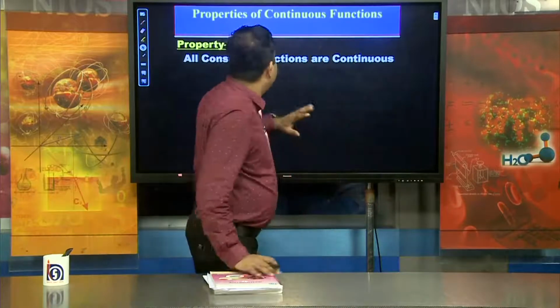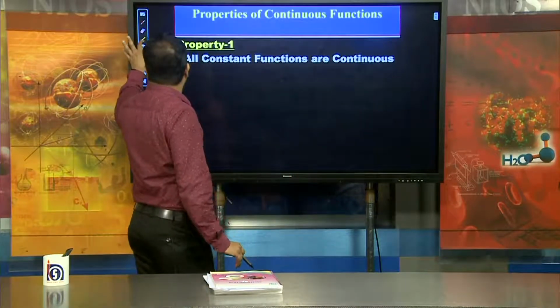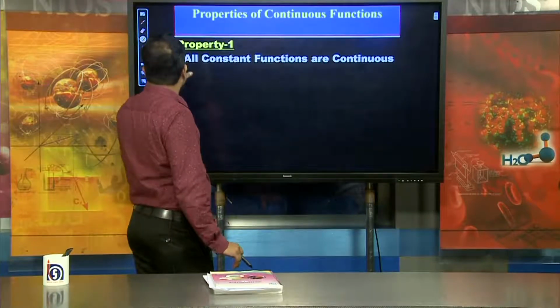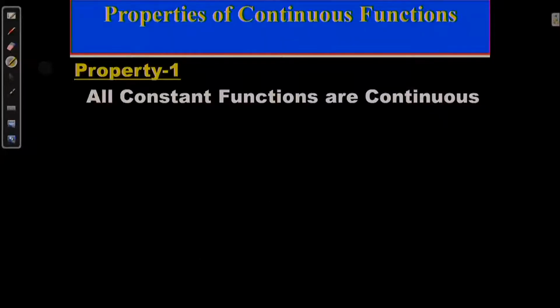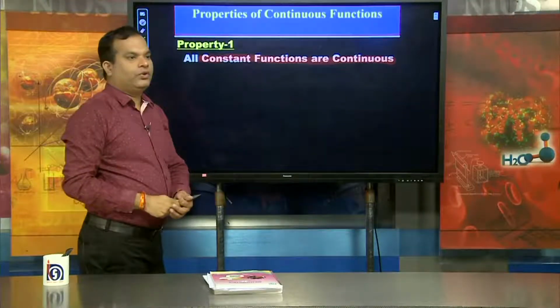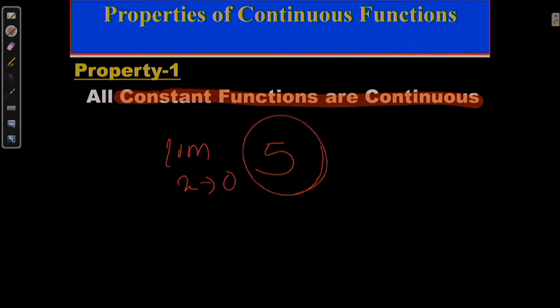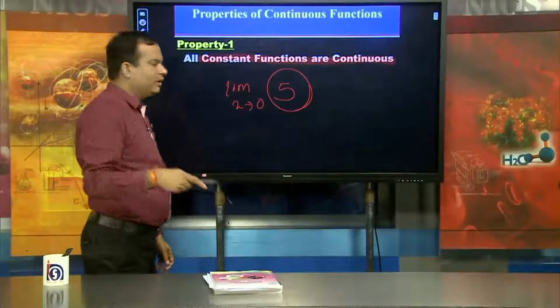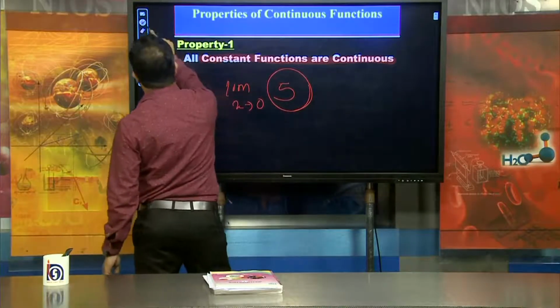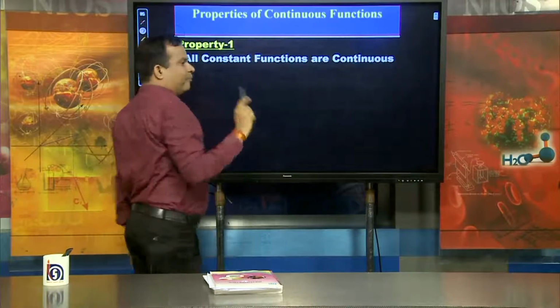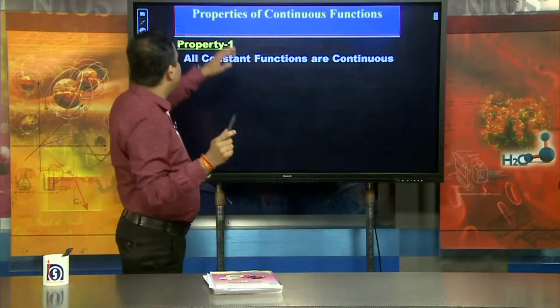A very important property is that all constant functions are continuous. Remember, that is the very important thing. All constant functions are continuous. That means simply I can say, suppose limit x tends to 0 of 5, you know, 5 is the constant. So every constant function is continuous. That is the first important result based on continuity.